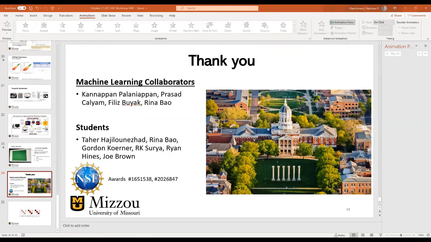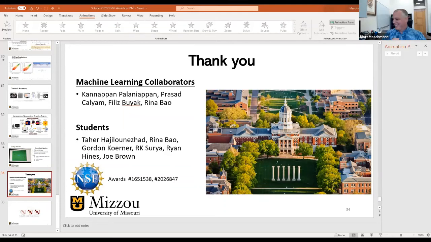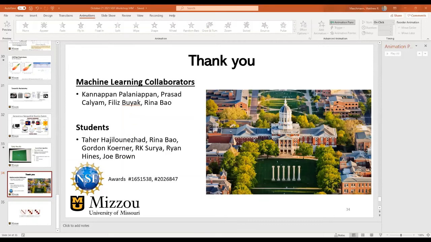Yeah, I have one. Yeah, go ahead. Hi, Dr. Maschmann. Yeah, hi. So my question is, what are the representations you use to model your CNT so that you can measure the deviation of the simulation result from the experimental ones?